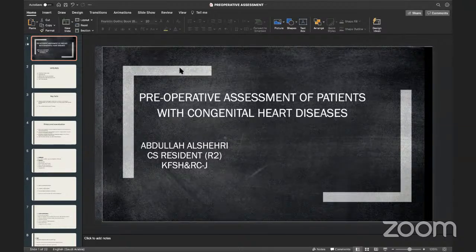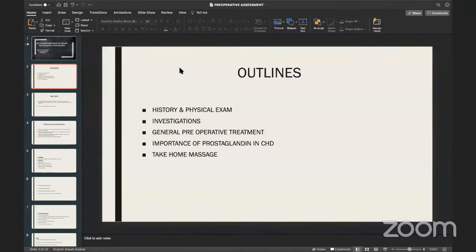Okay, today we will talk, inshallah, about the pre-operative assessment of patients with congenital heart diseases. So first, our outline will be history and physical examination for the patient, the most important investigations, and the general or main principles of pre-operative treatments and the importance of prostaglandin in congenital heart disease, and we will end with a take-home message.